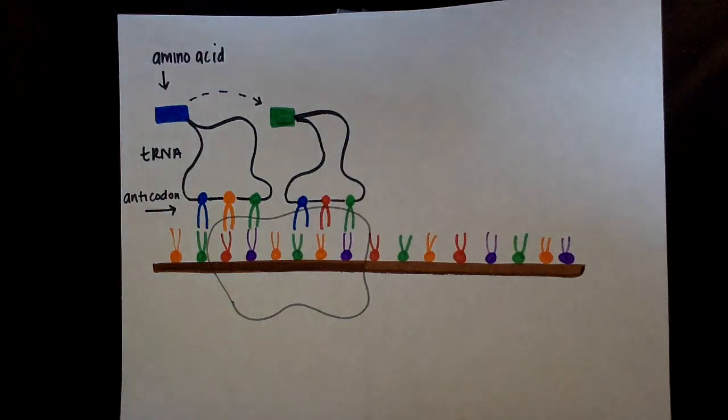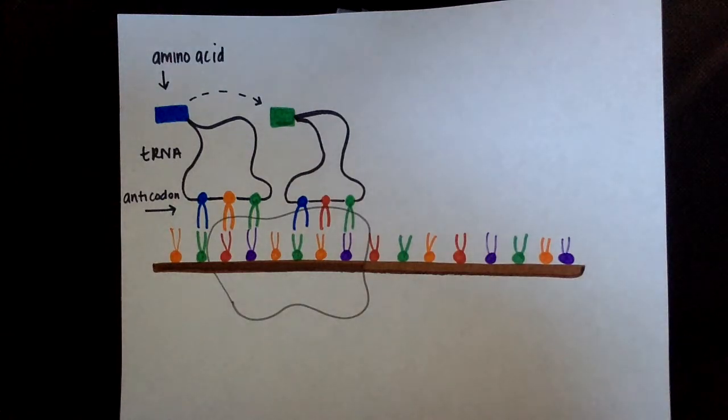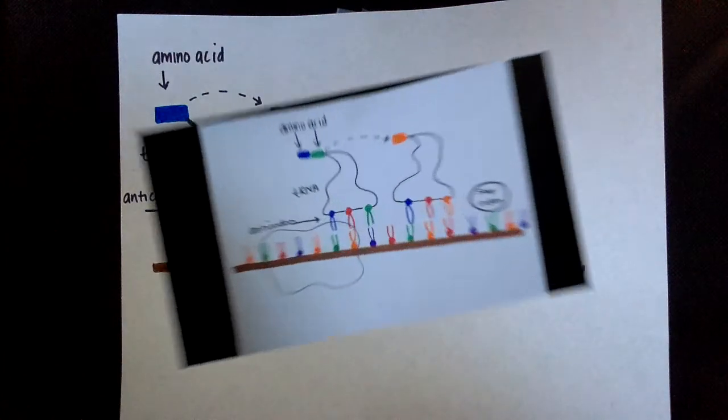Here you will see another tRNA coming in and attaching its anticodon to a codon on the mRNA strand. Once another tRNA comes in, the amino acid from the original tRNA strand will detach and attach itself to the next amino acid on the tRNA strand.